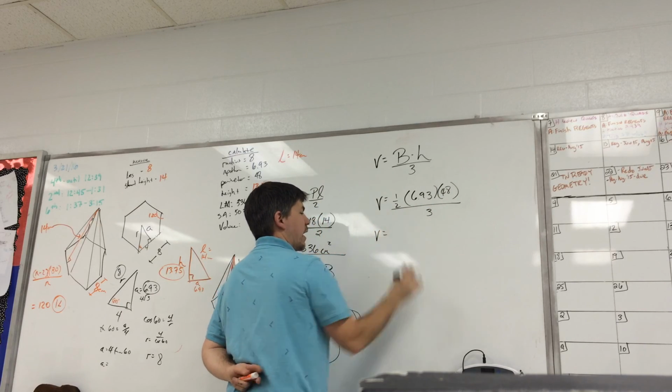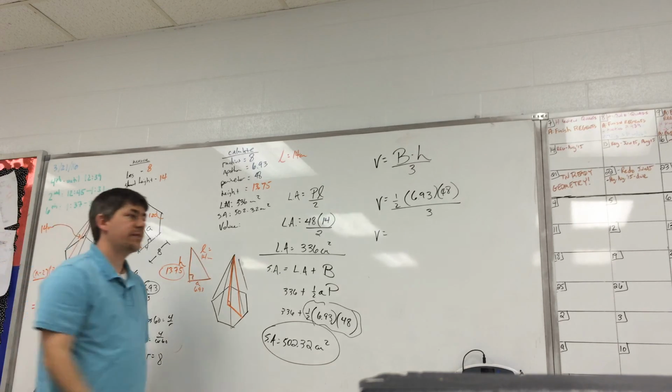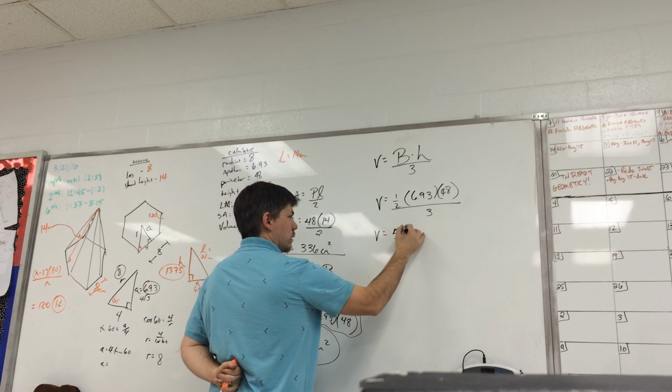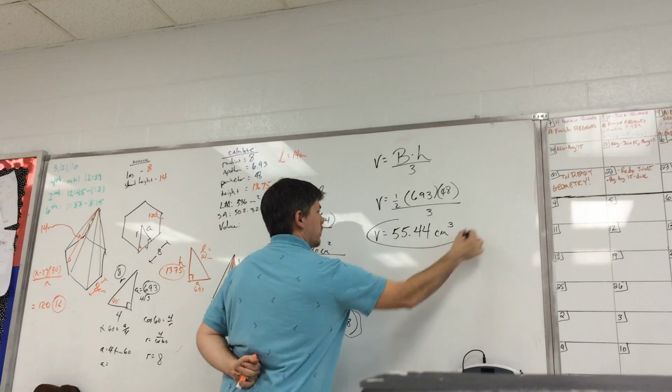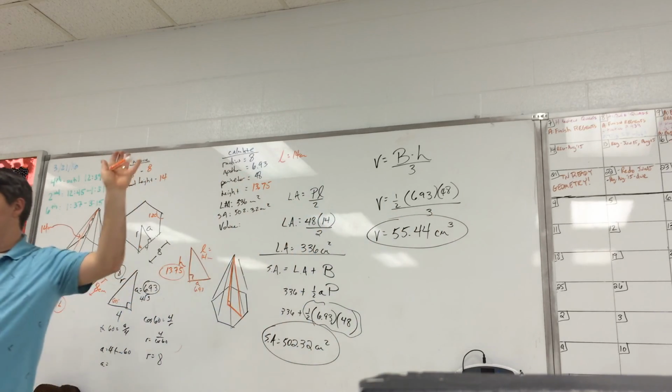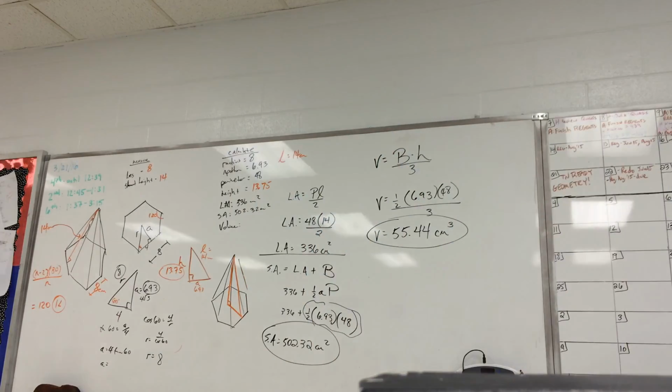Somebody give me a final calculation. 8 times 6.93. That's going to be like 50 something. 55.44. Thank you. Centimeters what? Cubed. Done.